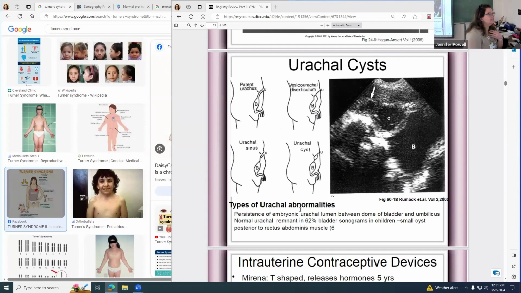It is the persistence of an embryonic urachal lumen between the dome of the bladder and the umbilicus. Normal urachal remnant is seen in 62% of bladder sonograms in children, a small cyst posterior to the rectus abdominis muscle. Anyway, if you're scanning and you've got the bladder, it's going to be kind of anterior to that. So like so.